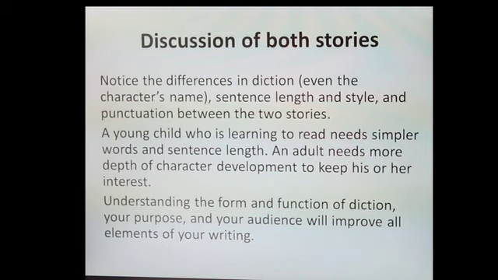So now, understanding the form and function of diction, your purpose for writing, and your audience will improve all elements of your writing.